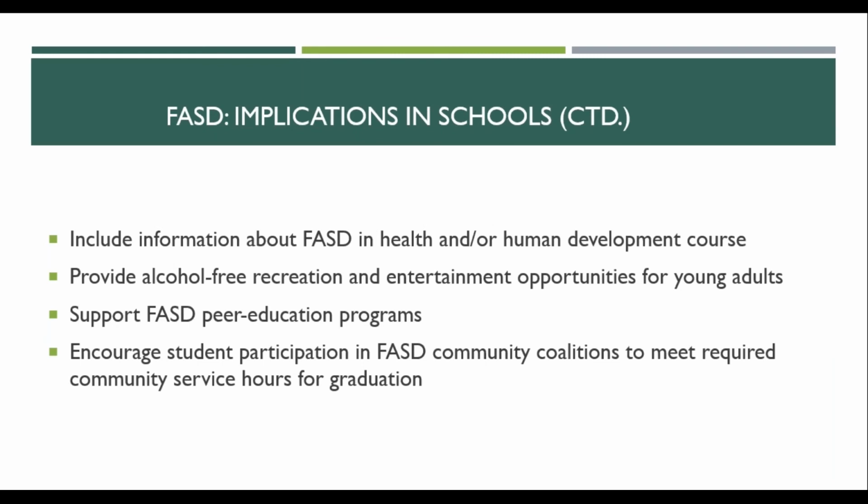So what do we need to do? Include information about FASD in our health and human development classes, provide alcohol-free recreation and entertainment opportunities for our youth, and support FASD peer education programs. And then make sure to encourage student participation in FASD community coalitions to meet their required community service hours for graduation, because they have a lot of those volunteer experiences in high school. So why not have some of them be part of committees, coalitions, just coming in and hearing, and then disseminating the information back? That would provide information to one teen that will go on to be a college student, engage in sexual activities. And if we can prevent even one person from an alcohol-exposed pregnancy, then we have success.